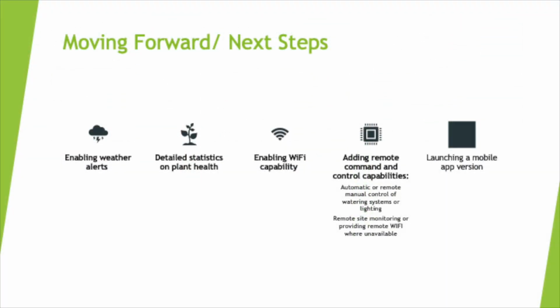We're currently in the process of expanding our application to have more features, including enabling weather alerts for rain, extreme heat, and wind. Each community would have multiple plants for which we would have detailed statistics for better monitoring of the plant health. Another feature is enabling Wi-Fi capability and adding remote command and control capabilities, which include manual and automatic control of watering systems. Lastly, we want to launch a mobile app version of our application for increased portable control and monitoring.